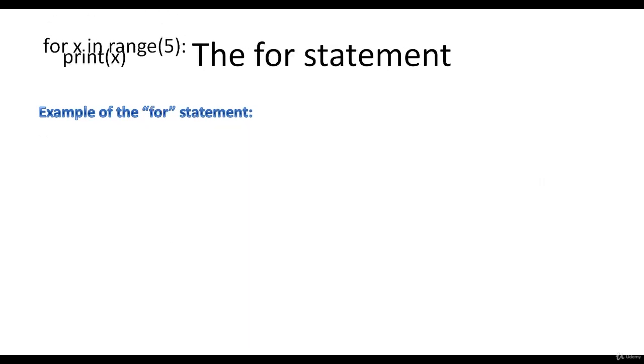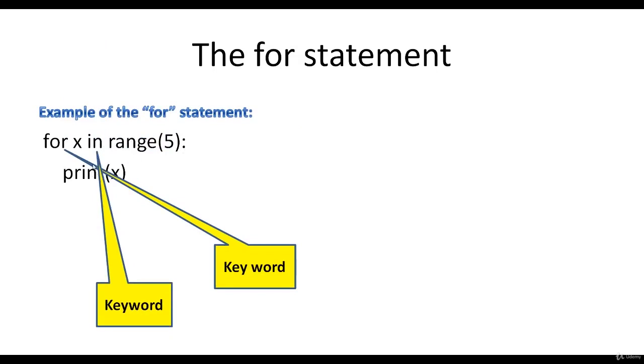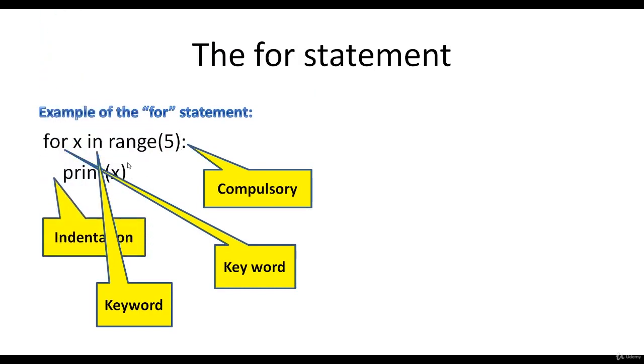The for statement. Example of a for statement: for x in range 5 print x. Here for is the keyword and in also is a keyword. Once again this colon is compulsory and the indentation makes the code block for the for.